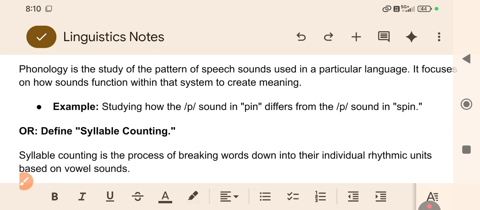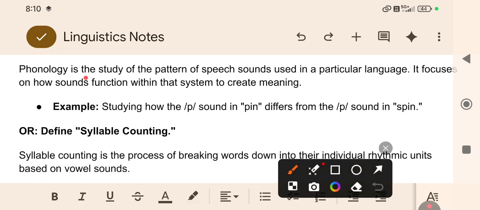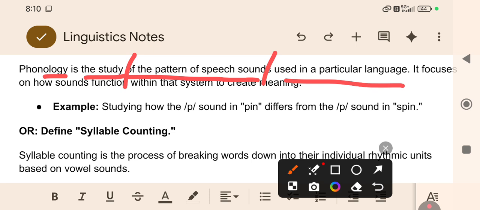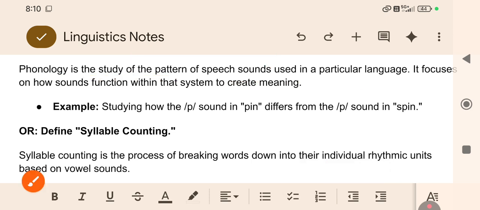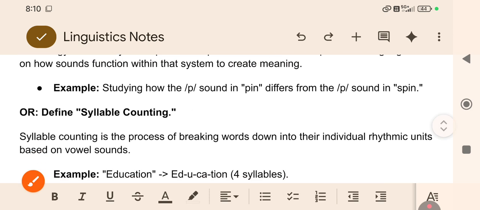Now, moving to the next topic, phonology. Phonology is the study of patterns of speech sound. Phonology is the study, logy is the study. So study of what? Study of patterns of speech sound used in a particular language. It focuses on how sounds function within that system to create meaning.